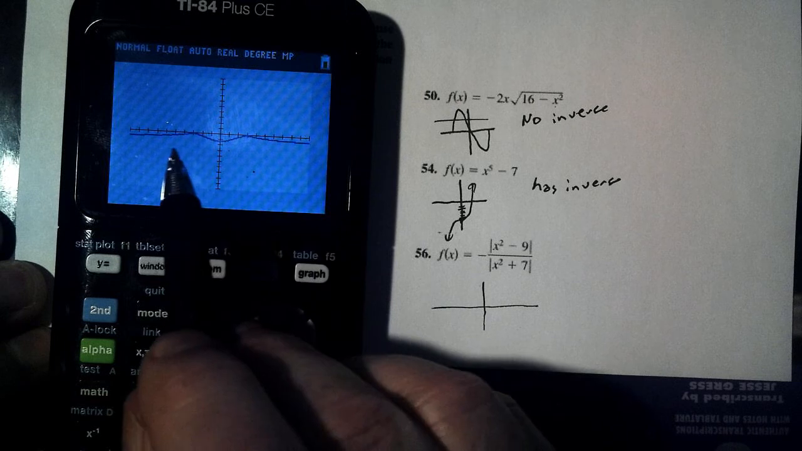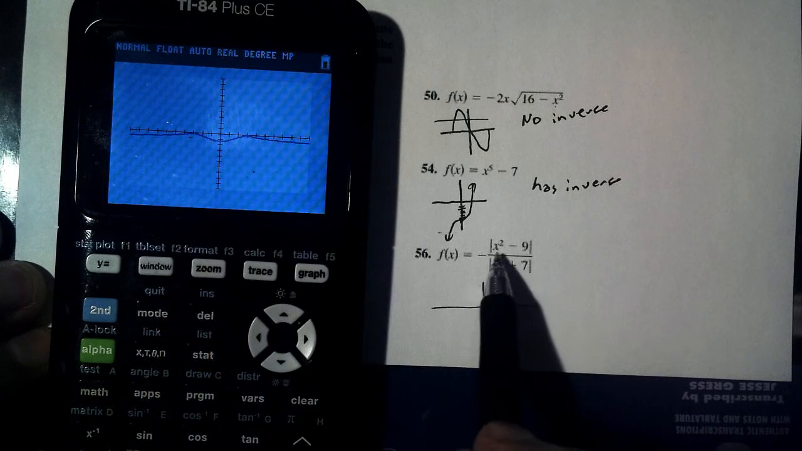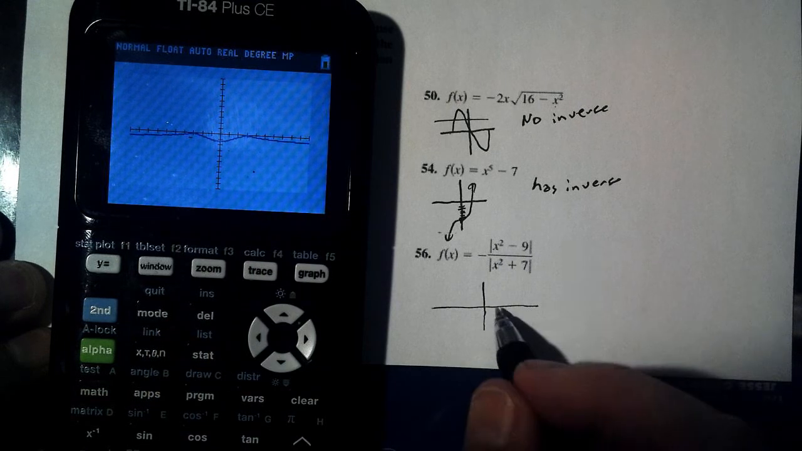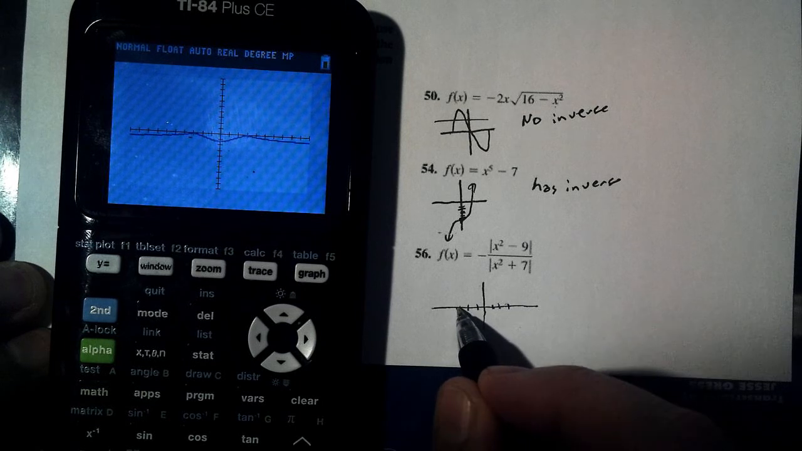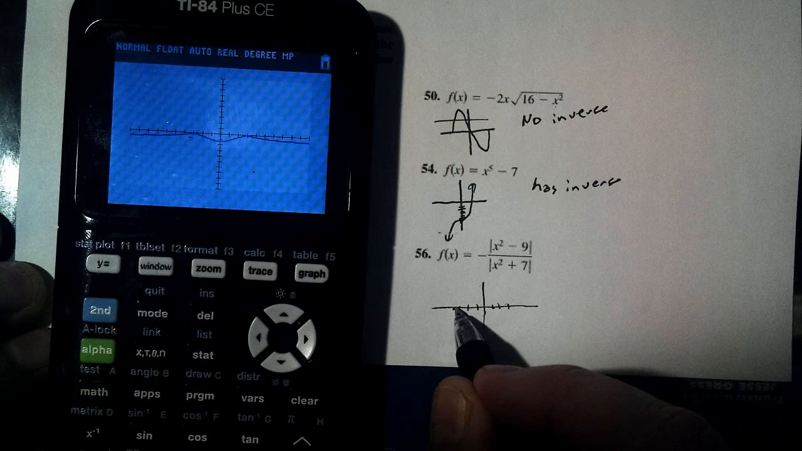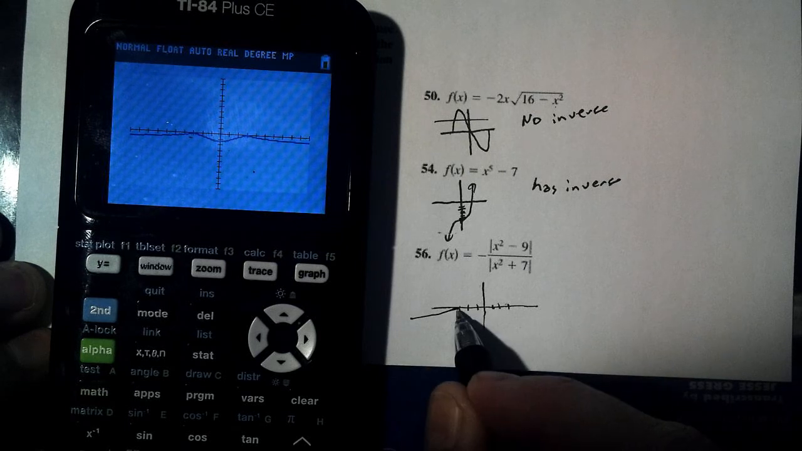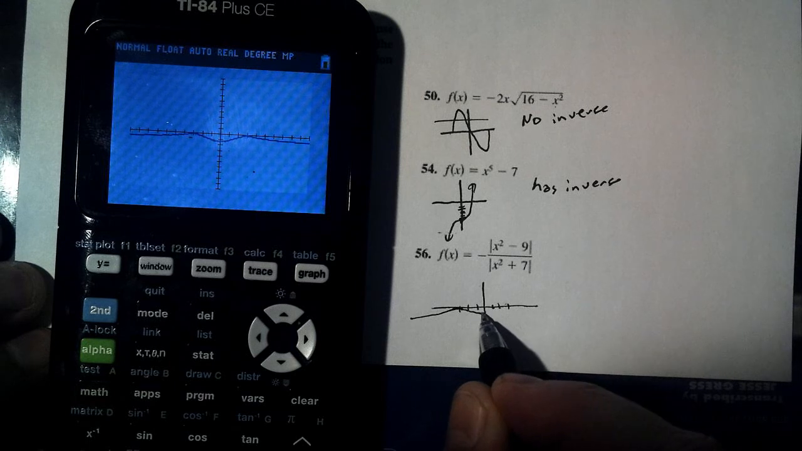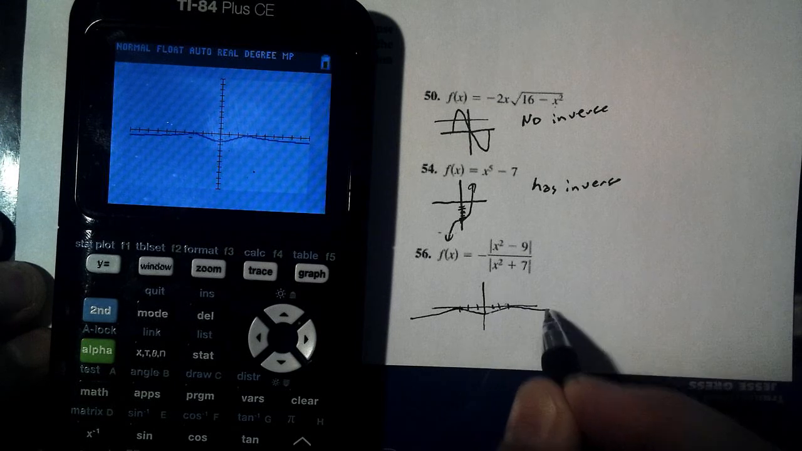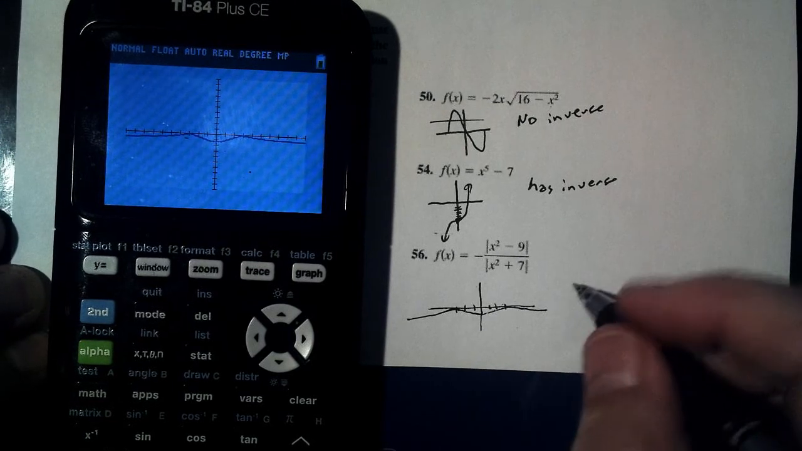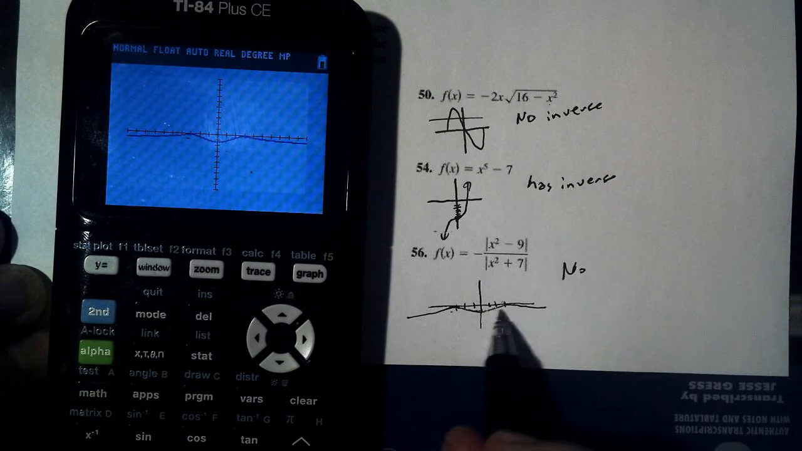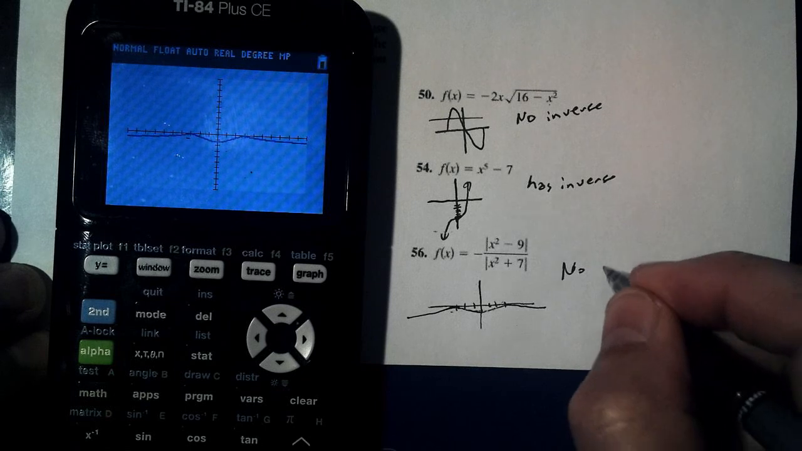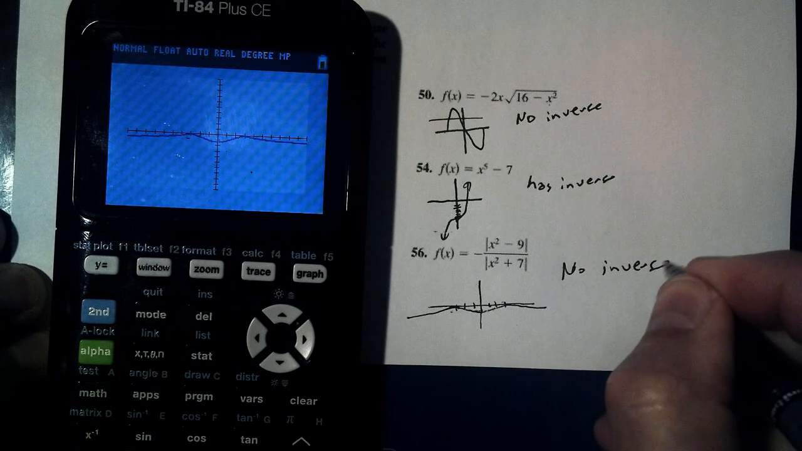So it looks like we've got some interesting things at 3 and -3, and 3 and -3 kind of makes some sense to me. But it looks like we kind of go down like this. We come in down to somewhere in here, up there. So we look like that, but most definitely does not pass horizontal line test. No inverse.